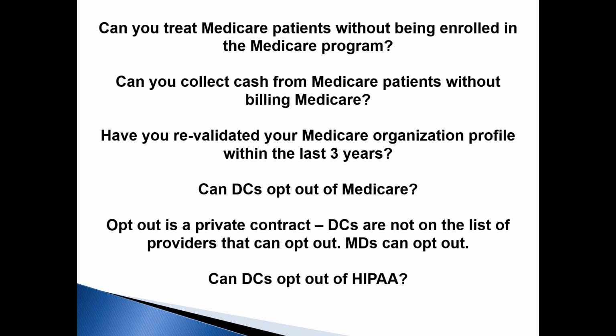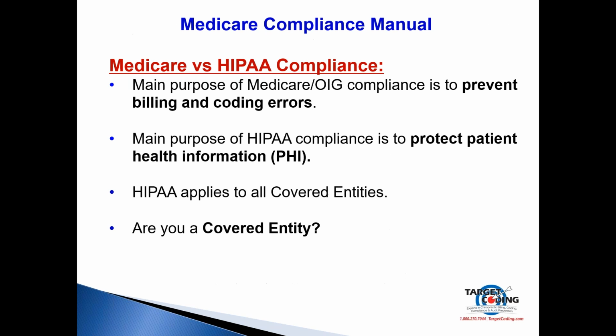So can chiropractors opt out of Medicare? The answer is no. Opting out is a private contract. DCs are not on the list of providers that can opt out. Can chiropractors opt out of HIPAA? Maybe. So let me just share with you the difference between Medicare and HIPAA.